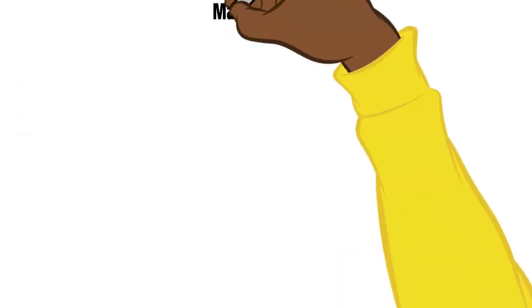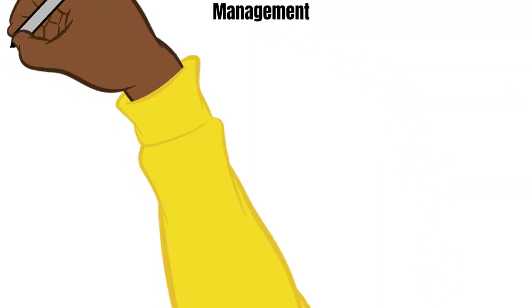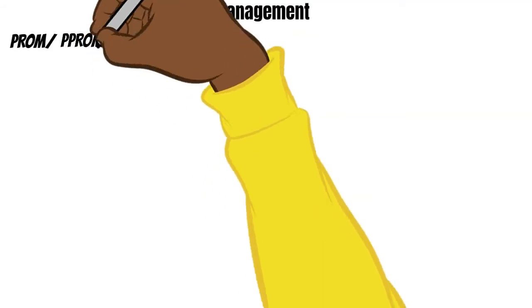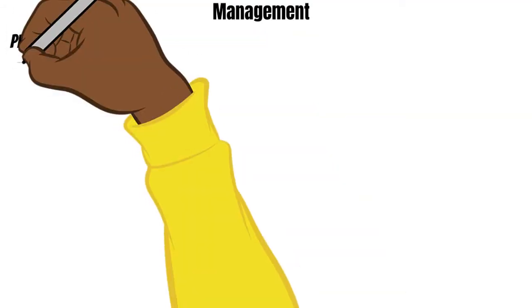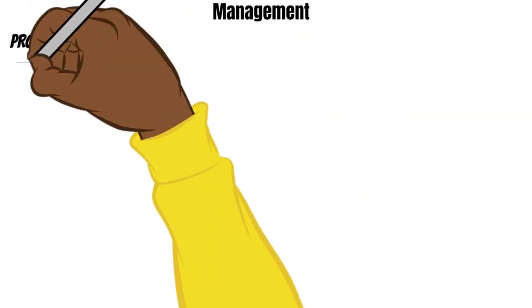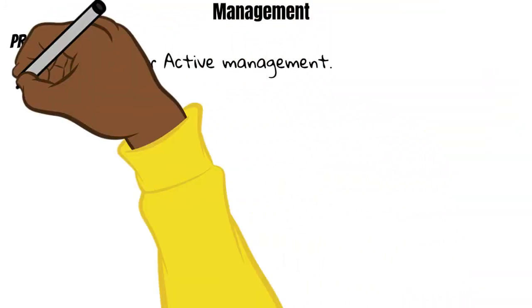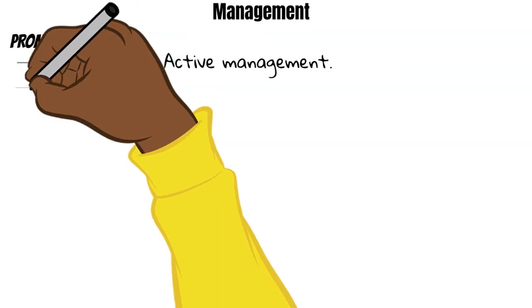Under management, we have active management or expectant management, which would include bed rest and pelvic rest. Also give an antibiotic cover using erythromycin. Erythromycin is important because it increases the latency period. The latency period is the interval between the rupture of membranes and the onset of labor.